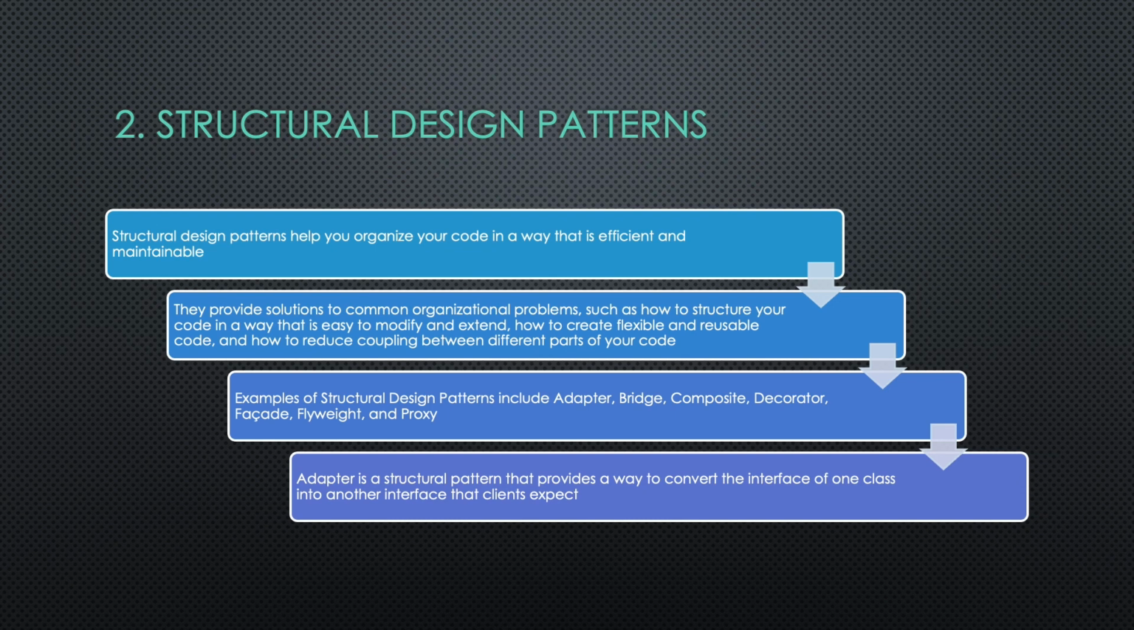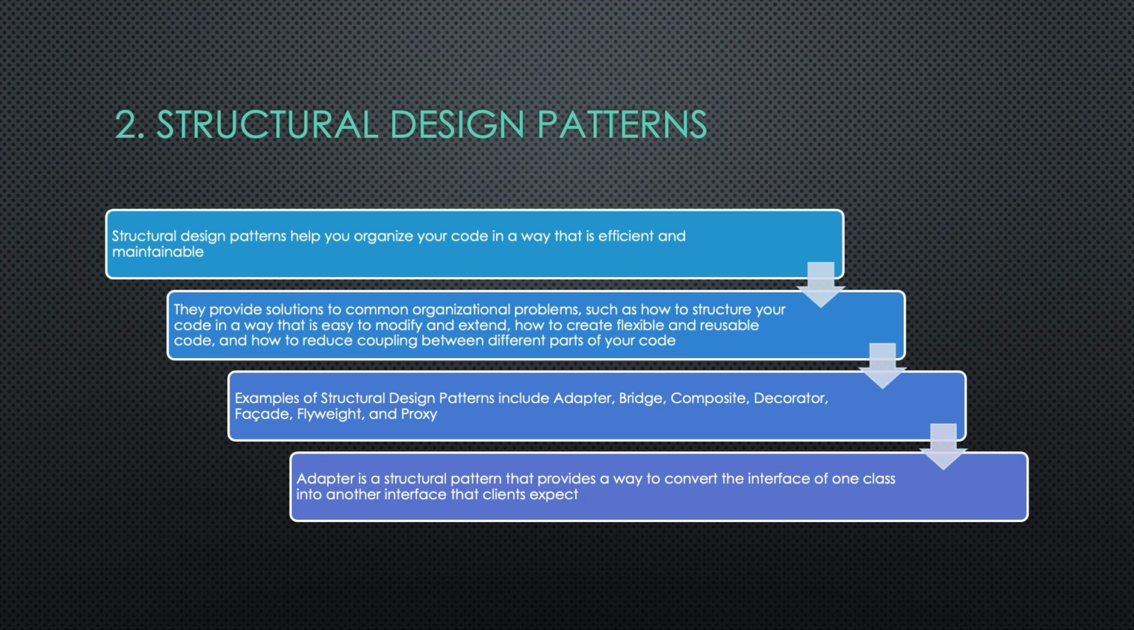2. Structural design patterns. Structural design patterns help you organize your code in a way that is efficient and maintainable. They provide solutions to common organizational problems, such as how to structure your code in a way that is easy to modify and extend, how to create flexible and reusable code, and how to reduce coupling between different parts of your code. Examples of structural design patterns include adapter, bridge, composite, decorator, facade, flyweight, and proxy.